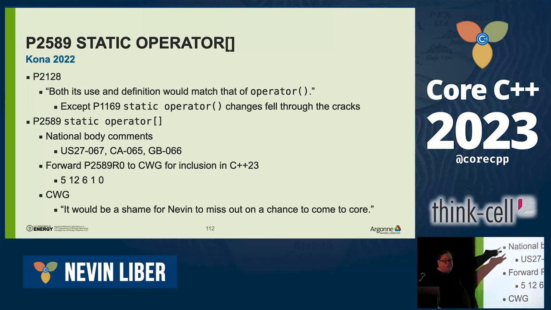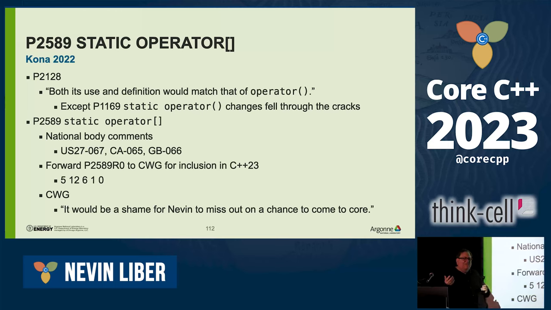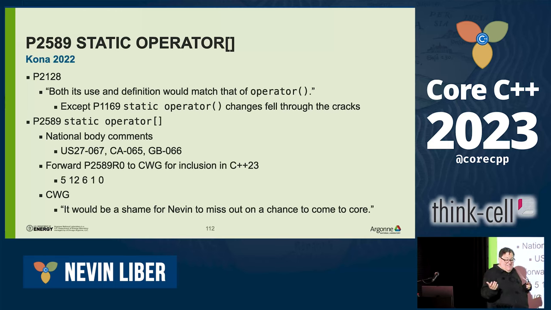So I proposed it, not for 26. I was not going to do a national body comment, and I talked to a few people. Talked to Gašper. He said, yeah, we should do this for 23. I talked to Michael Wong. Yeah, we should do this. So we had three national body comments, and very few features got in during national body comments. This felt more like a bug fix release than an actual feature proposal.